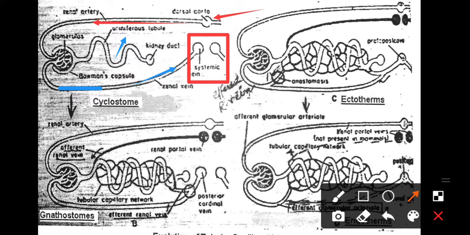So I'll be giving you some concepts on the length of the uriniferous tubule and on the size of the glomerulus on the basis of the environment in which the animals are living. Here I am just giving you an idea that these uriniferous tubules are elongating, increasing in size.